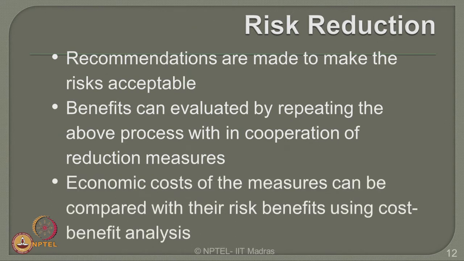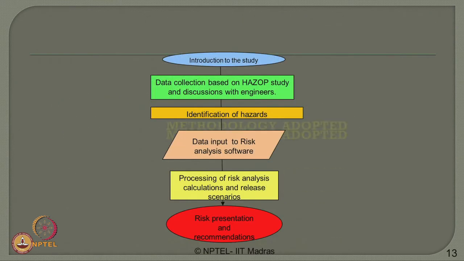Economic considerations of the measures can then be compared with the risk benefits you achieve, by what we call cost benefit analysis. The methodology adopted for QRA is shown in a very brief cycle as you see here. Let us talk about the introduction to the study. You must collect data based on the hazard study you conduct, and with discussions with engineers practicing in the industry. Based on the experiences gained from the surveys and hazard studies, you can identify the hazards very clearly, which becomes a data input to the risk analysis software.